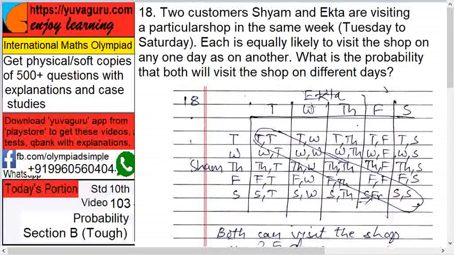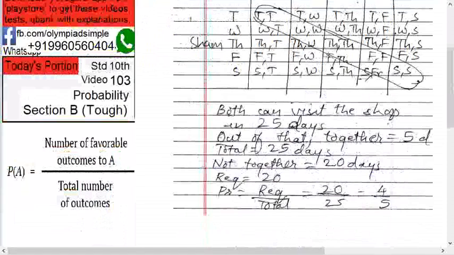Similarly others, right? So the total number of outcomes is 5 times 5, which is 25. Both can visit the shop in 25 ways. Out of that, together is what? See here, TT, WW, TT, TH, FF and SS. Only these are the days when they are together. Other days they are not together.